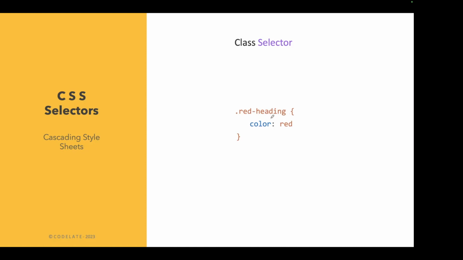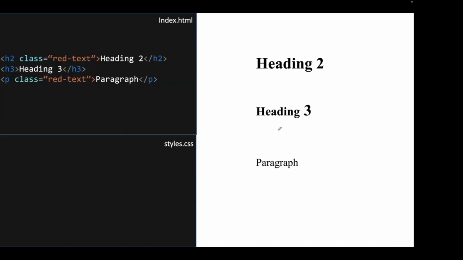So this time, although you are targeting a heading, you're not targeting H2, you are only targeting the H2 that has a class of red heading. And once the browser grabs that class, it will style it in red. Now let's see how that works.